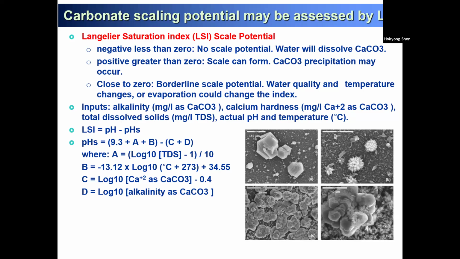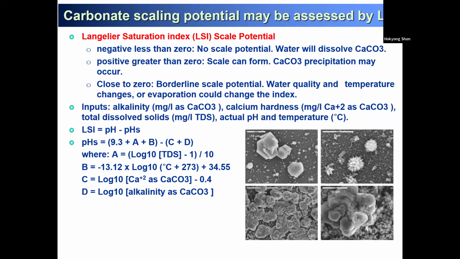a lot of bicarbonate from the CO2 in the air. They are all dissolved in seawater. So the carbonate concentration from CO2 in the air is very high in seawater. So we look at this LSI value. It must be less than 0, and then you don't have much fouling potential.